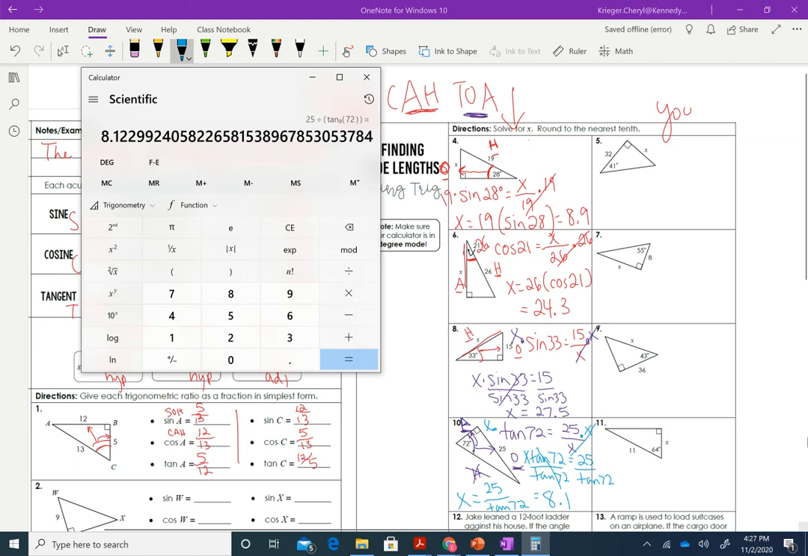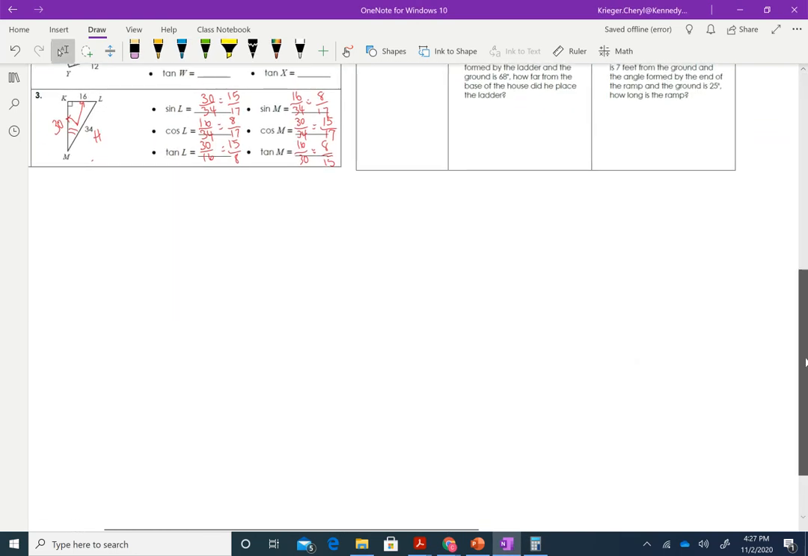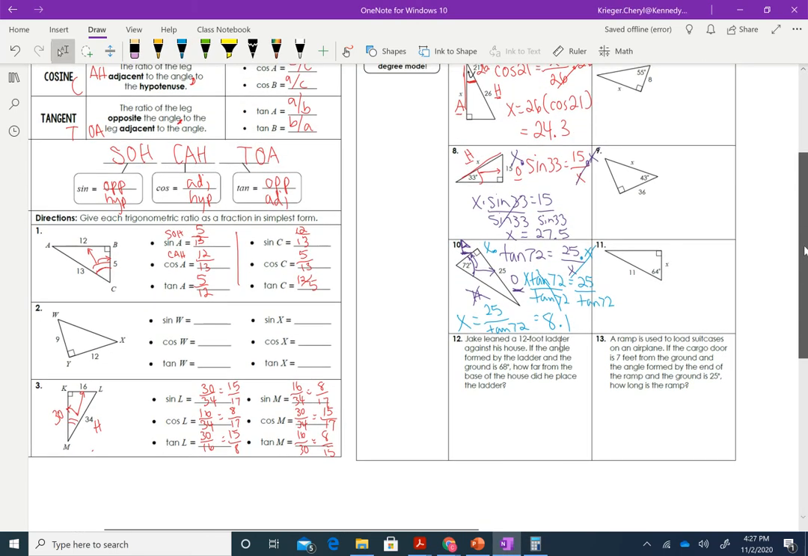All right, and now we have our word problem. The challenge question says Jake leaned a 12-foot ladder against his house. So here's the side of his house. There's his roof. I'll make it a little bit longer. Here's my ladder, and the ladder's 12 feet. The angle formed by the ladder and the ground, so that's this one here, is 68 degrees.